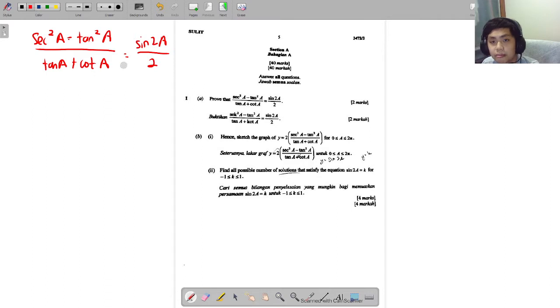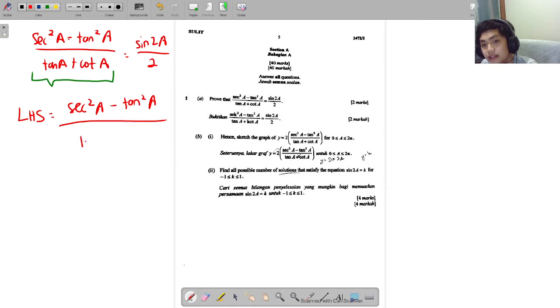So from here, the way that we solve this is we usually take the side that's a bit more complicated, because it's actually easier to work with, ironically enough. So we will be taking this side of the equation. This is the left hand side of the equation, so I will be calling it the LHS. So LHS equals sec² a minus tangent² a over tan a plus cotangent a. So from here we have something that we can work with immediately.